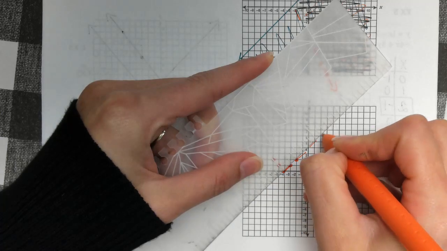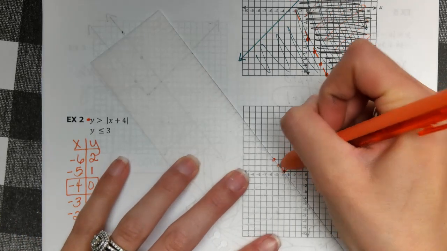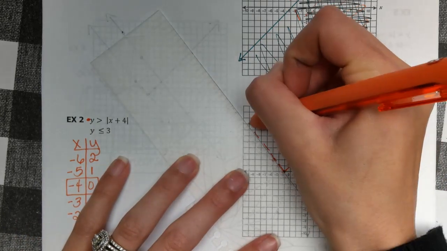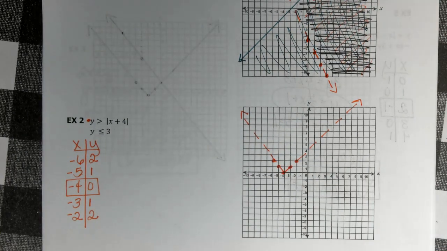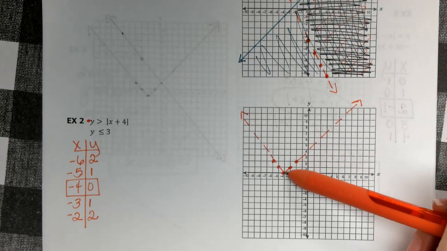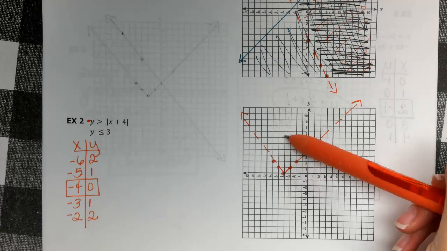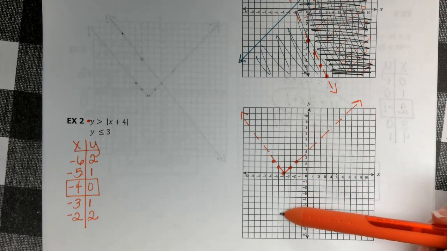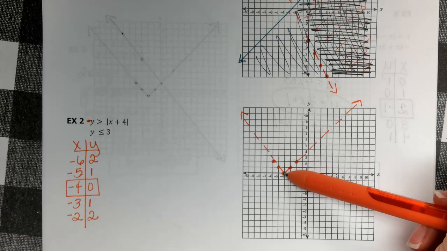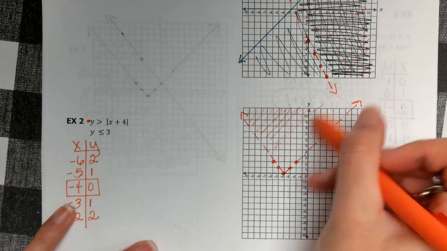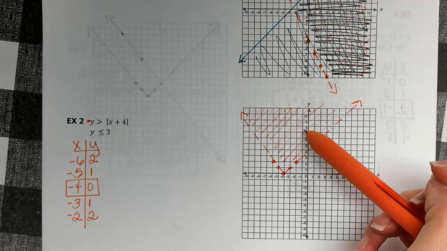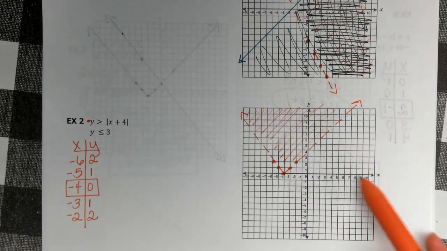And then this is going to be a dashed boundary line. And then with absolute value, I go for my vertex. If it's greater than, I'm going to go up still. Less than, I'm going to go down. So I have y is greater than, so I'm going to go from that vertex, and I'm going to go up. So essentially all this inside the V will be shaded. If it were less than, it would be everything on the outside.